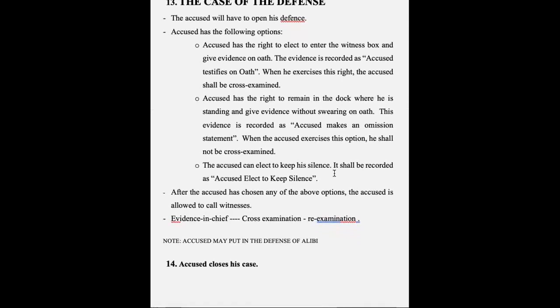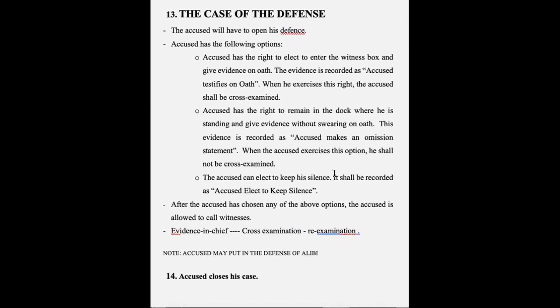But there's one fundamental thing I want you to note about the accused person opening the defense. The accused has a right to remain silent. It's a constitutional right. You can say, my lord, I won't talk, I'll keep quiet. It's a right to remain silent. The accused can also elect to enter the witness box and give evidence on oath. This has serious implications, so take note.